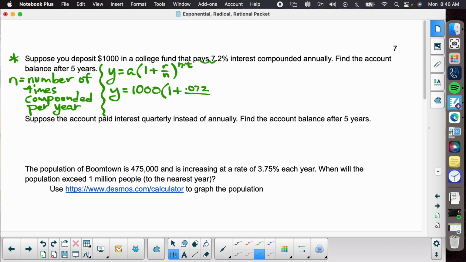And then, here's where I wasn't sure if you guys knew what the words meant. Annually, how often does that happen? Is it once a year? Yearly? Annually means once a year.